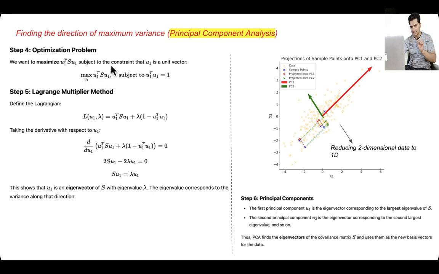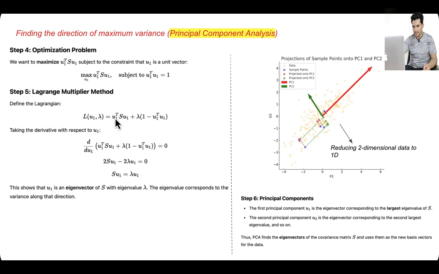So we want to maximize this term subject to the constraint that u is a unit vector. U is a unit vector, so the magnitude of u is 1, and u squared in vector notation can be written as u transpose u. Now whenever we want to solve such kind of problem where we want to maximize something constrained on something, we can use the Lagrange multiplier method.